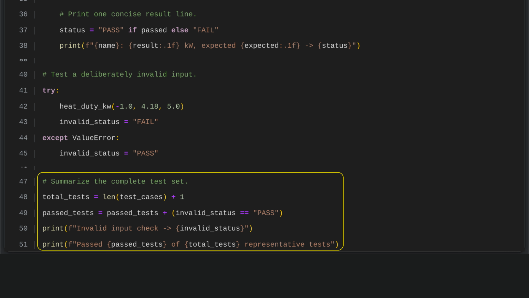The test summary includes both the main test cases and one invalid input check. It updates the passed count if the invalid input test succeeds, reports whether that check passed or failed, and then prints the total number of passed tests out of all tests run.